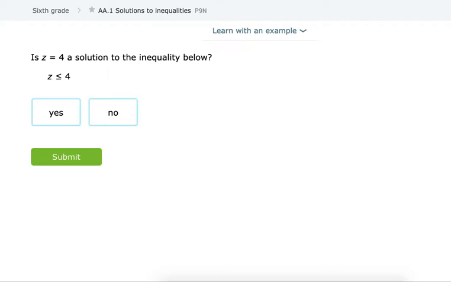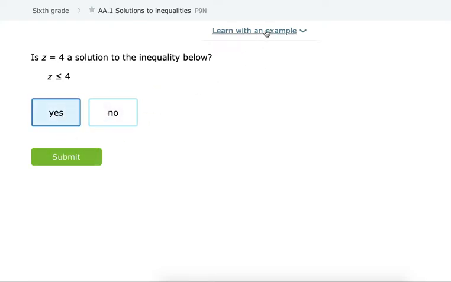So let's look at this problem. Is z equals 4 a solution to the inequality below? And you would just put that in there. And if we put 4 in there, we have 4 is less than or equal to 4. Is that a true statement? Because this is less than or equal to, that is a true statement. So yes, that is a solution. So let's go ahead and put yes.